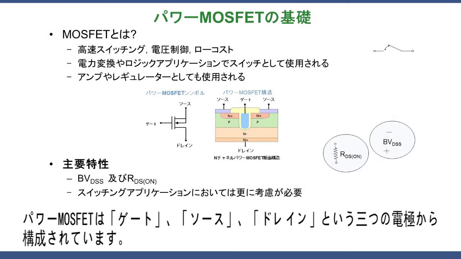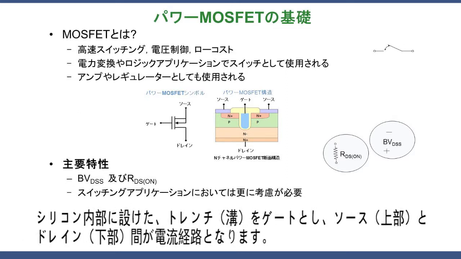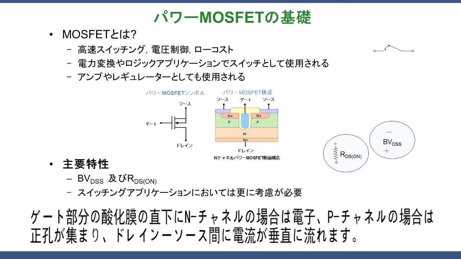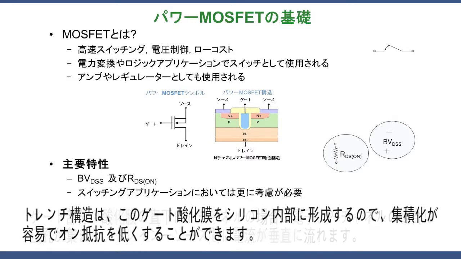Power MOSFETs consist of 3 electrodes: gate, source, and drain. Using a trench structure inside the silicon as the gate, the current path builds up between source upper and drain lower. If an N-channel is located directly under the oxide film of the gate, or N-channel MOSFET, electrons are collected there, and in the opposite case, or P-channel MOSFET, electron holes are generated in the P-channel directly underneath the oxide film. The current flows vertically between drain and source. The trench structure makes integration easier and results in a lower on resistance, or RDS.